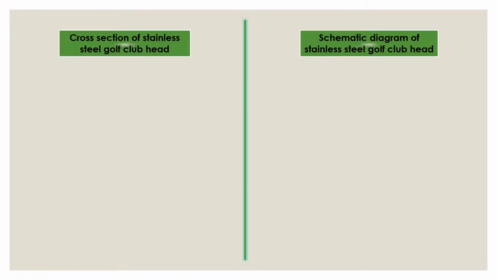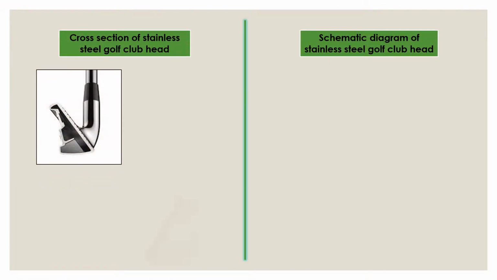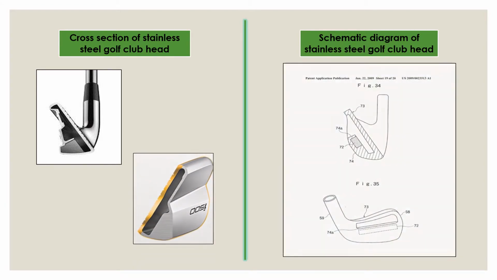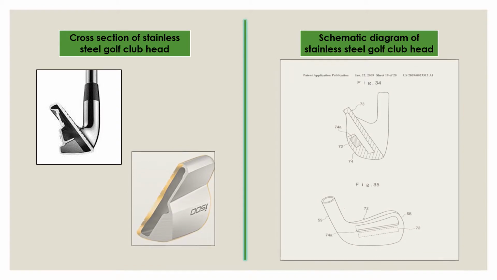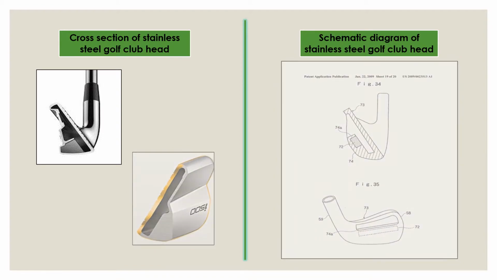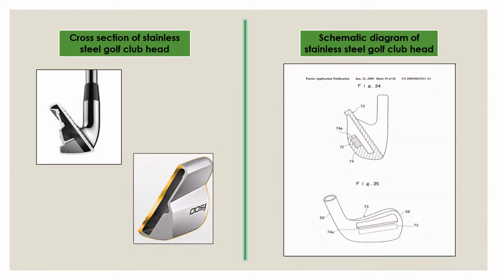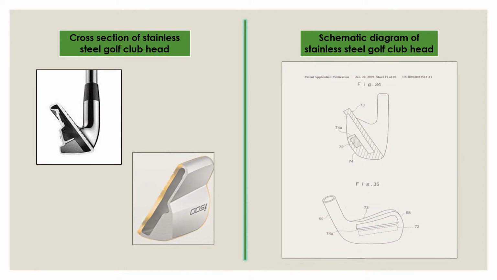Here is the cross-section and the schematic diagram of a stainless steel golf club head. As you can see from the diagram, the stainless steel golf club head is hollow. This allows the golfer to swing the golf club easier.